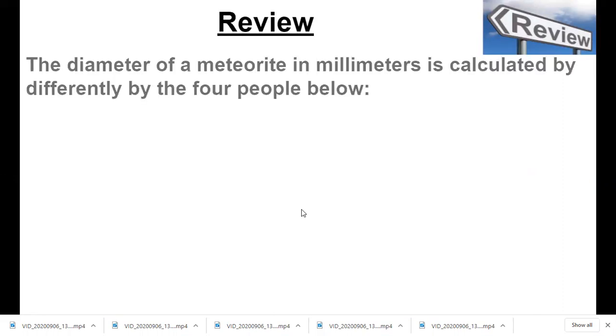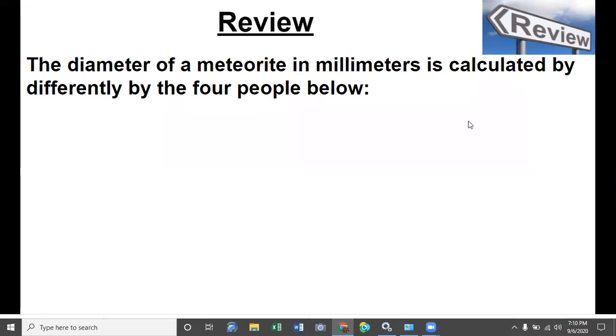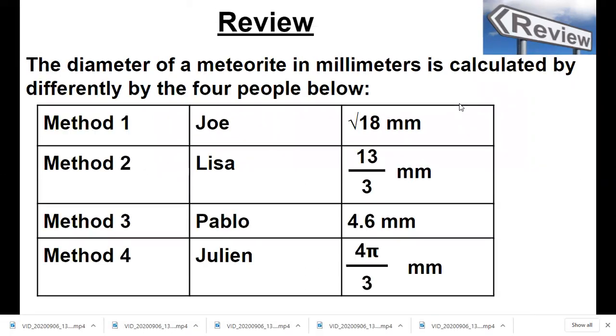Review: the diameter of a meteorite in millimeters is calculated differently by the four people below. Method 1, Joe says the diameter of the meteorite is square root of 18 millimeters. Lisa uses method 2 and says it's 13/3 millimeters. Pablo uses method 3 and says it's 4.6 millimeters. And Julian uses method 4 and says it's 4 pi over 3 millimeters, also said 4/3 times pi millimeters. Two ways to read that number.